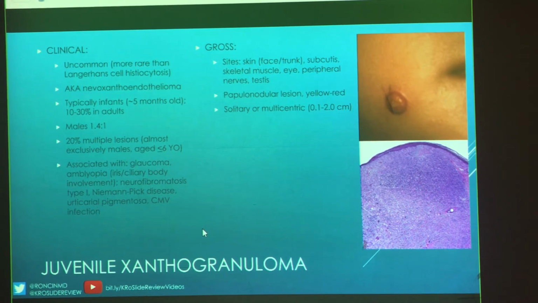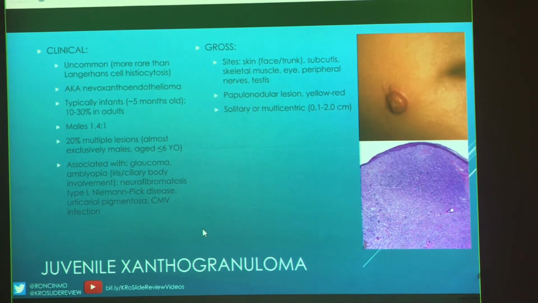Grossly, they're going to involve skin involving the face or trunk. Like we saw, the one example was in the scalp. We had one that was involving the thigh. And these will involve the subcutis, but you can also see them involving skeletal muscle. They can involve the eye, peripheral nerves, and even the testis. So again, owing to the fact that there's a slight male predominance.